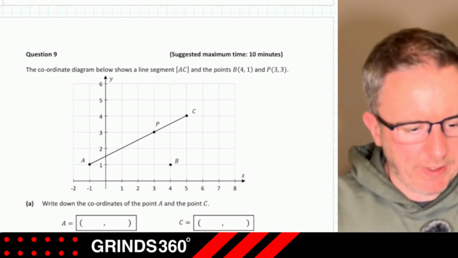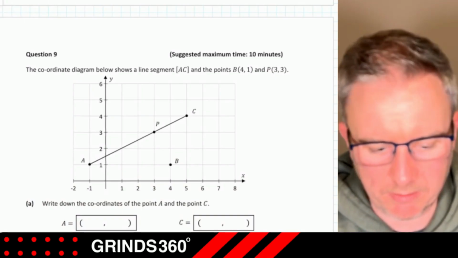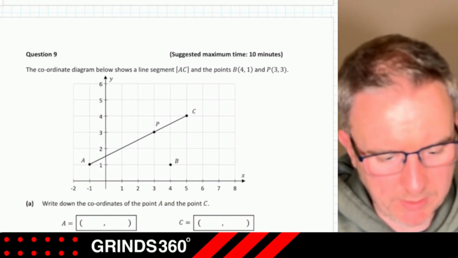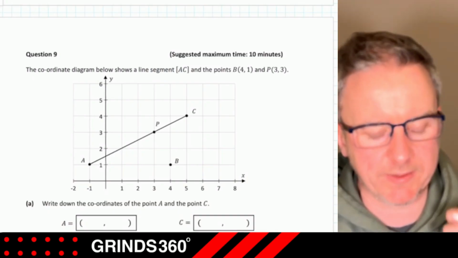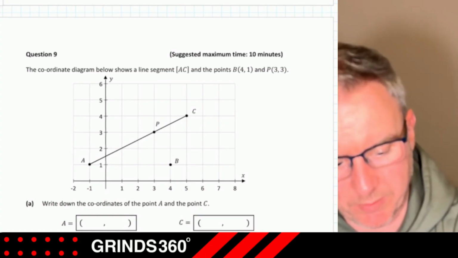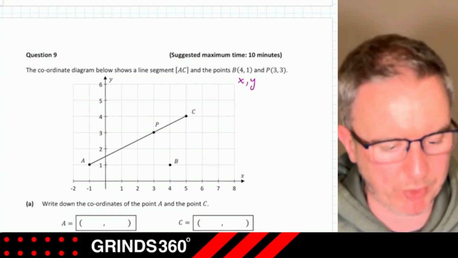So we start off, and the coordinate diagram below shows the line segment AC, all right? And the points B (4, 1) and (3, 3). Now remember, little things like this: the x coordinate comes first and then the y coordinate. They're little things that you can forget if you haven't been practicing it for a while, okay?